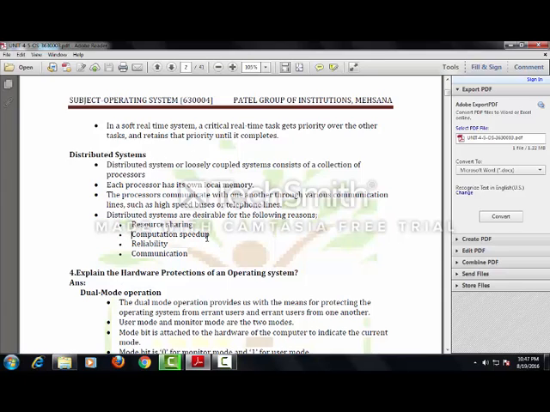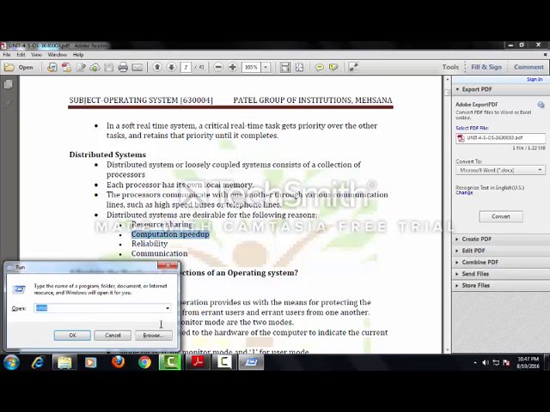Second goal is computation speed up. You can access any of the computer systems. It is not required if the server is one. Let's have a look at how the distributed system will work.